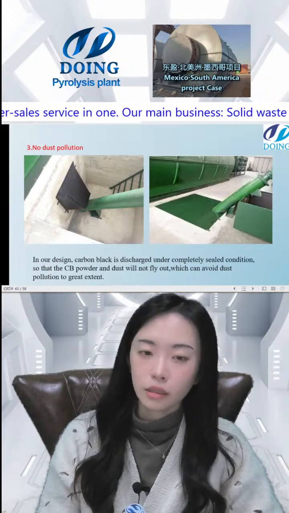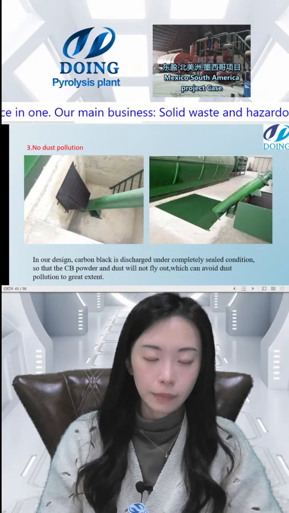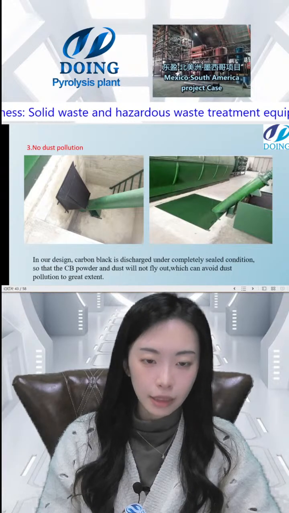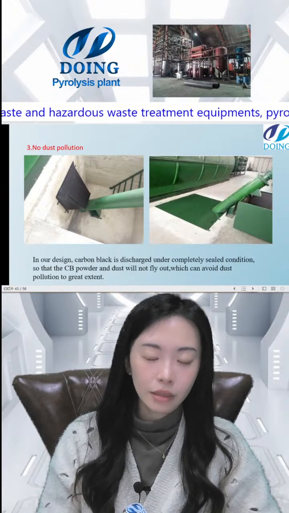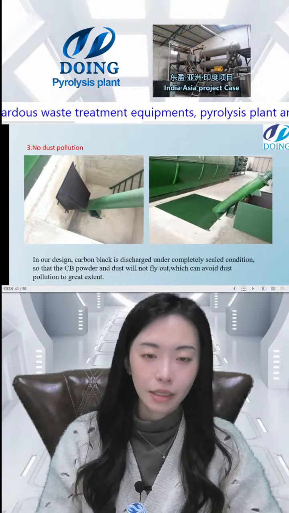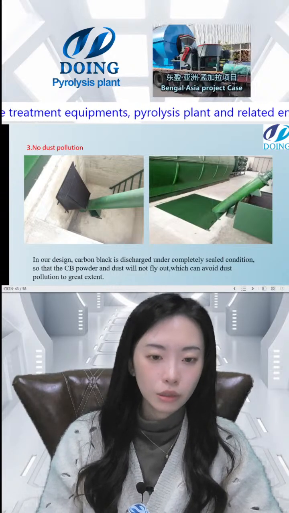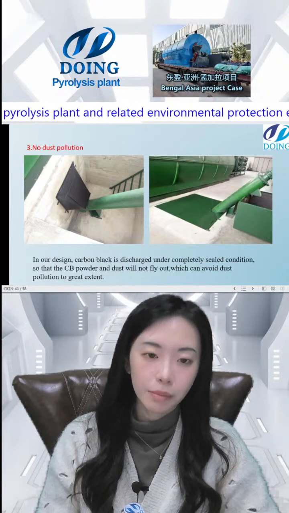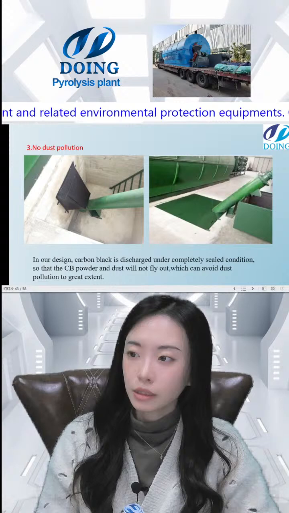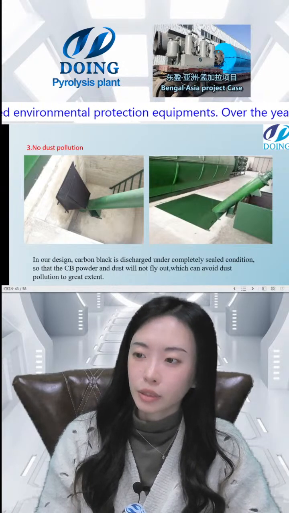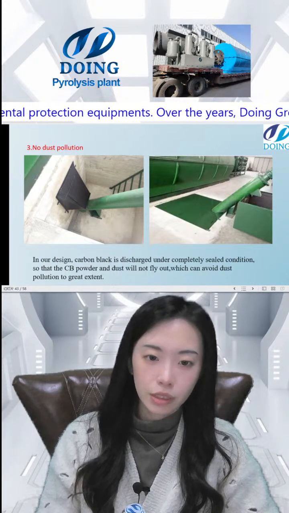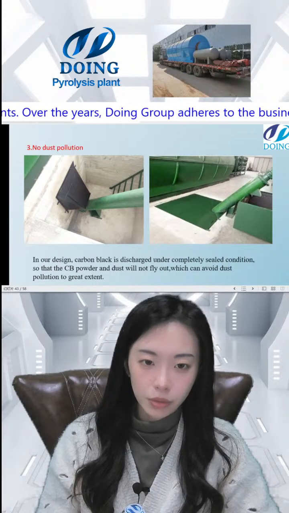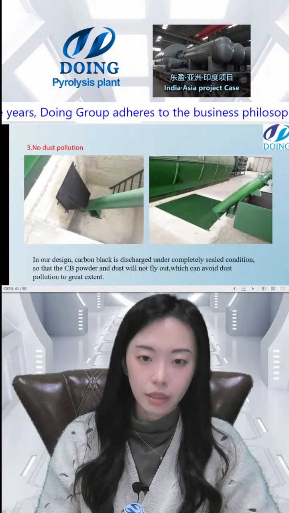And then the third is no dust pollution. It is because we will use the sealed slag discharge to discharge the carbon black. Then there is no dust, because most of the dust pollution comes from the carbon black. By using this seal design, carbon black is discharged under completely sealed conditions, so that the carbon black and the dust will not fly out, which can avoid dust pollution.